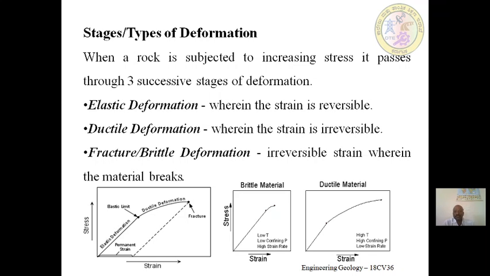When a rock is subjected to increased stress, it passes through three successive stages of deformation. First one is elastic deformation, wherein the strain is reversible; ductile deformation, wherein the strain is irreversible; fracture or brittle deformation, irreversible strain, wherein the material breaks. So here, in the deformation process, the temperature and pressure will also be major components.